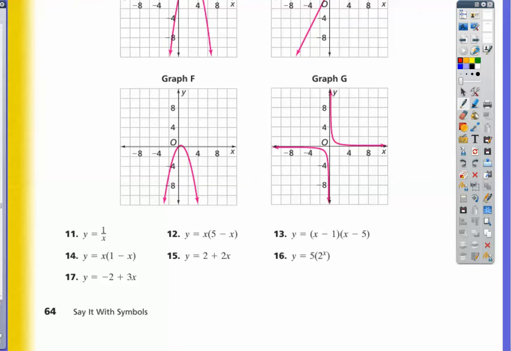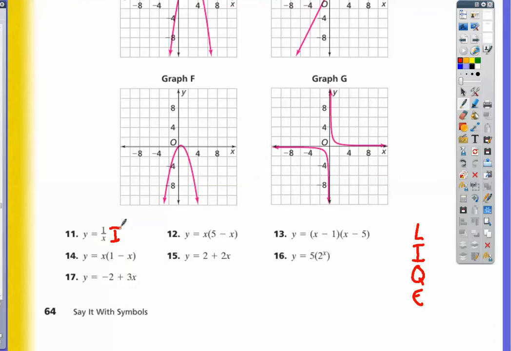I know the options are going to be linear, I'm going to use L for linear, inverse for inverse, Q for quadratic, and E for exponential. And that should help me out here. Well, I look at number 11, and I know number 11 is going to be an inverse relationship because the x is in the denominator.